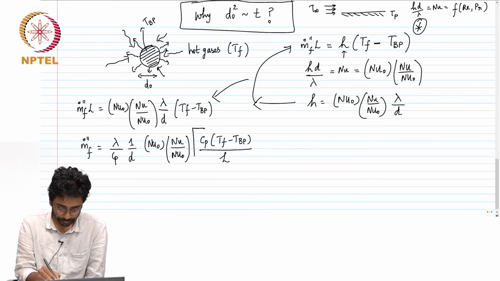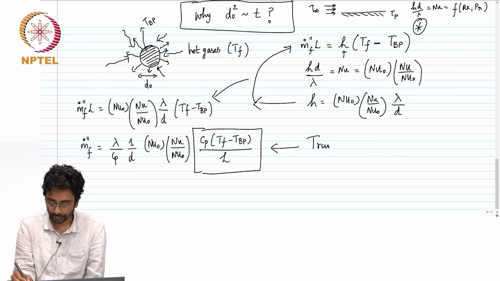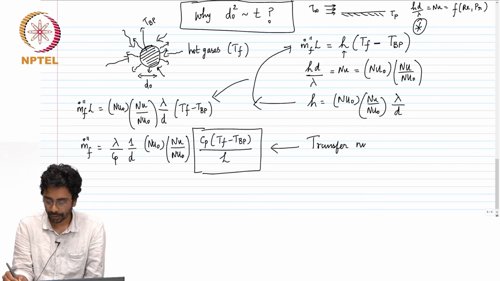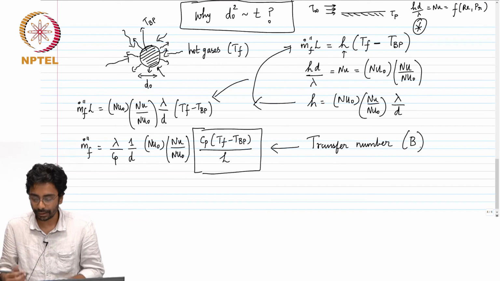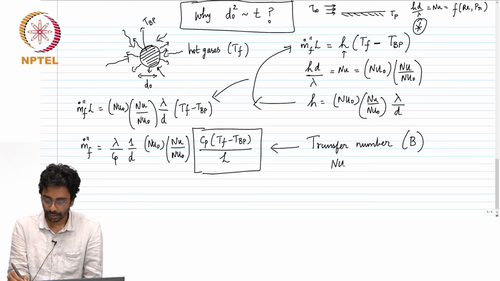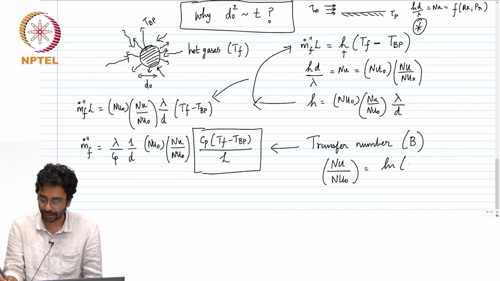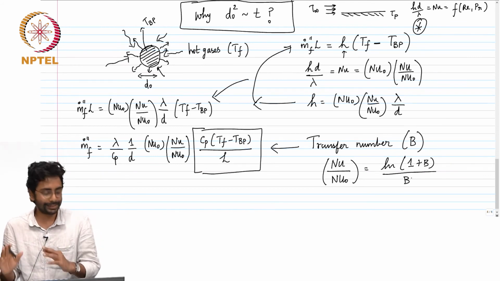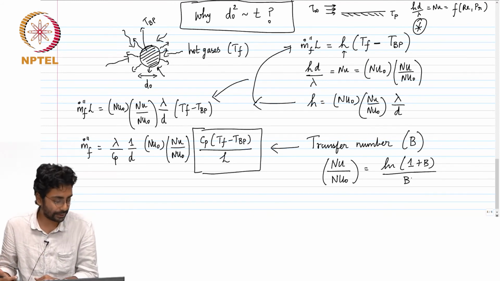This quantity is called the transfer number, denoted as B. Without proving, I want you to accept this fact that the effect of vaporization on the Nusselt number is a function of B, and that function under some simple circumstances is logarithm of 1 plus B, divided by B. Do not worry about the details, just remember this as a fact. If you go back and check any standard textbook on combustion, you will find out why this is so.